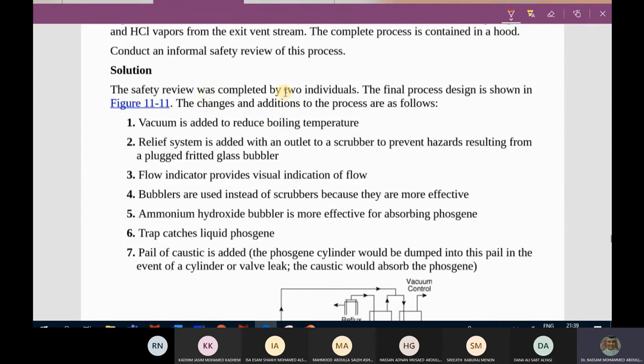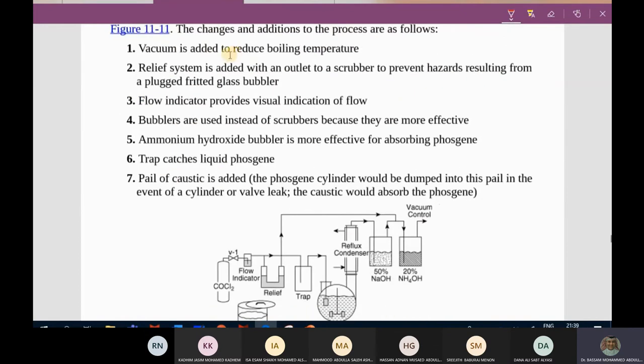So what about the safety review that was completed? The safety review was completed by two individuals on the final process design. You see, only two people, huh? So they sat together, and for the final process shown in 11.11, the changes and additions to the process are as follows. So they decided to change something in the process. Vacuum is added to reduce boiling temperature. So they want to add vacuum. So that's number one.